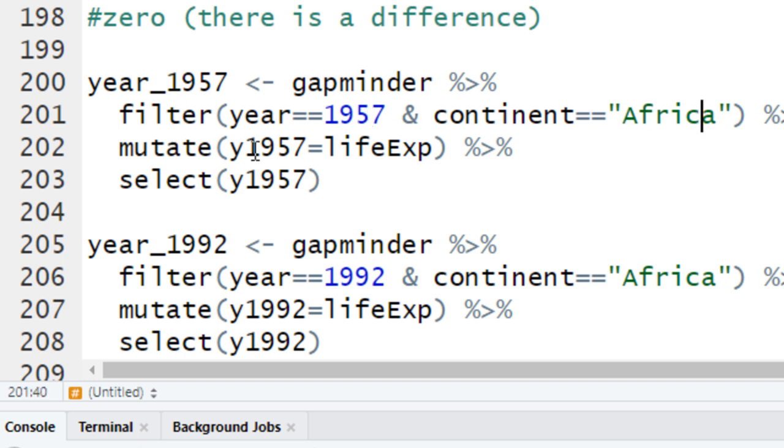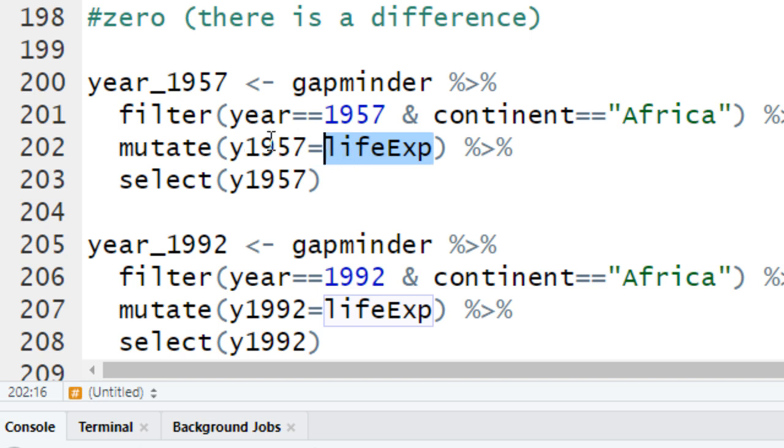We mutate, let's call it y57 equals life expectancy. All right, we assign this to this. We now select this. We want to make this a new variable. That way we are creating a new variable called y1957, year 1957. That's what it means. We are creating a new variable, so our new variable is assigned to this. So our life expectancy is called life expectancy for this year. That's what we are saying.